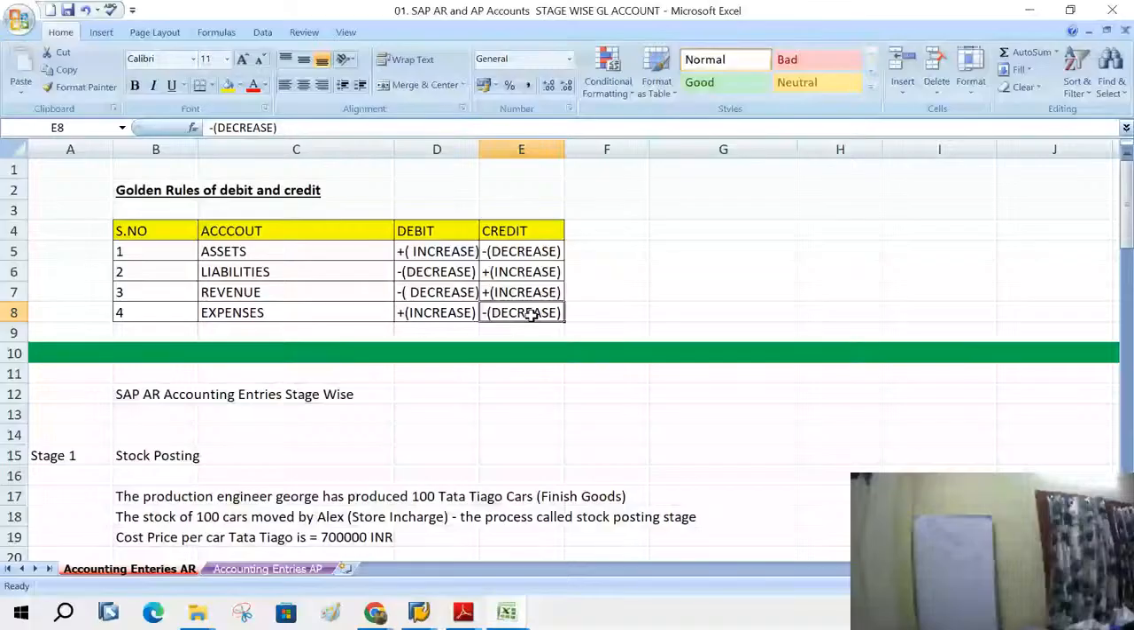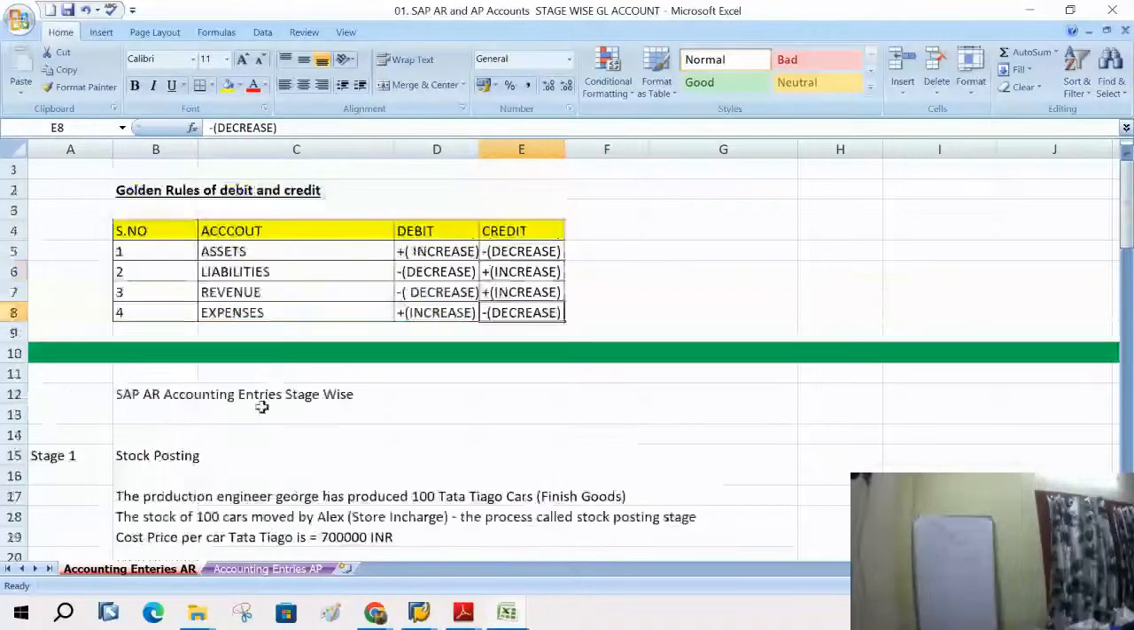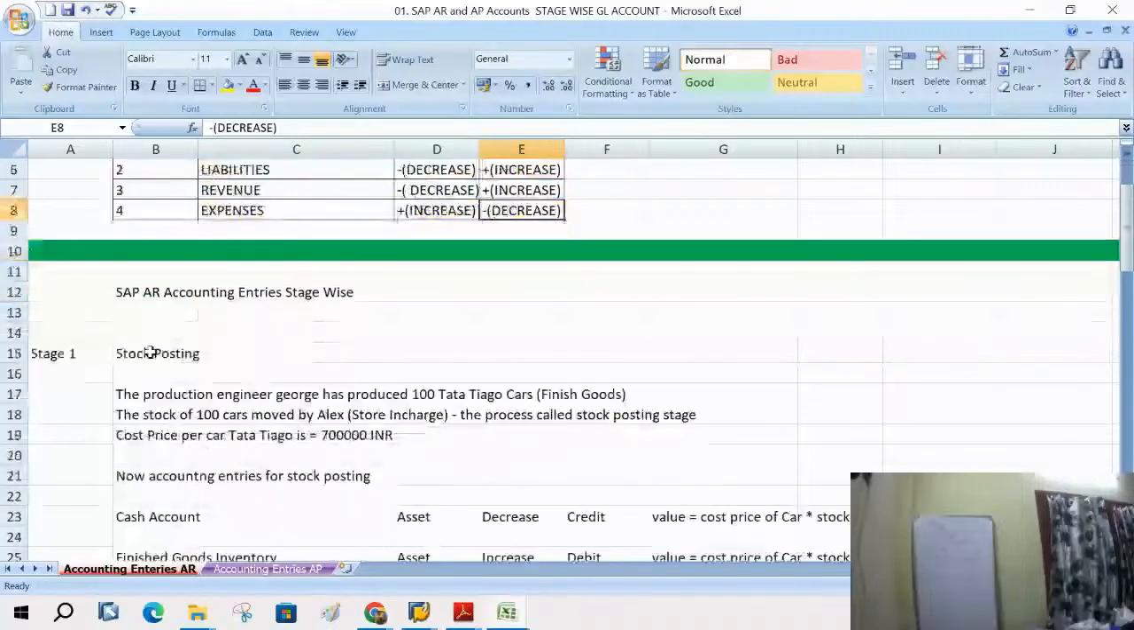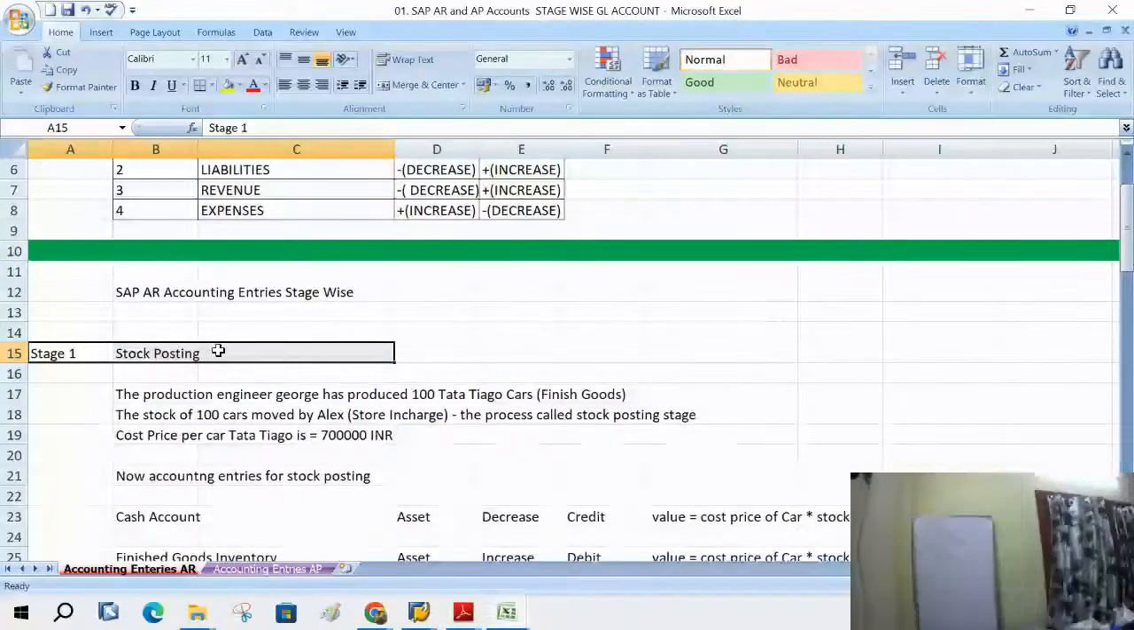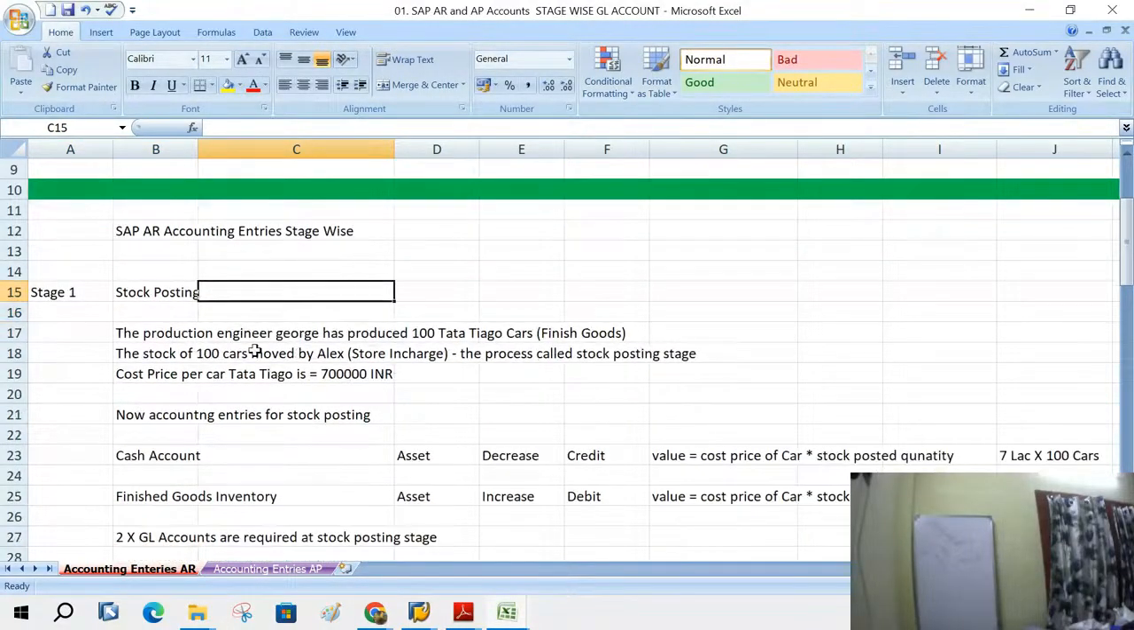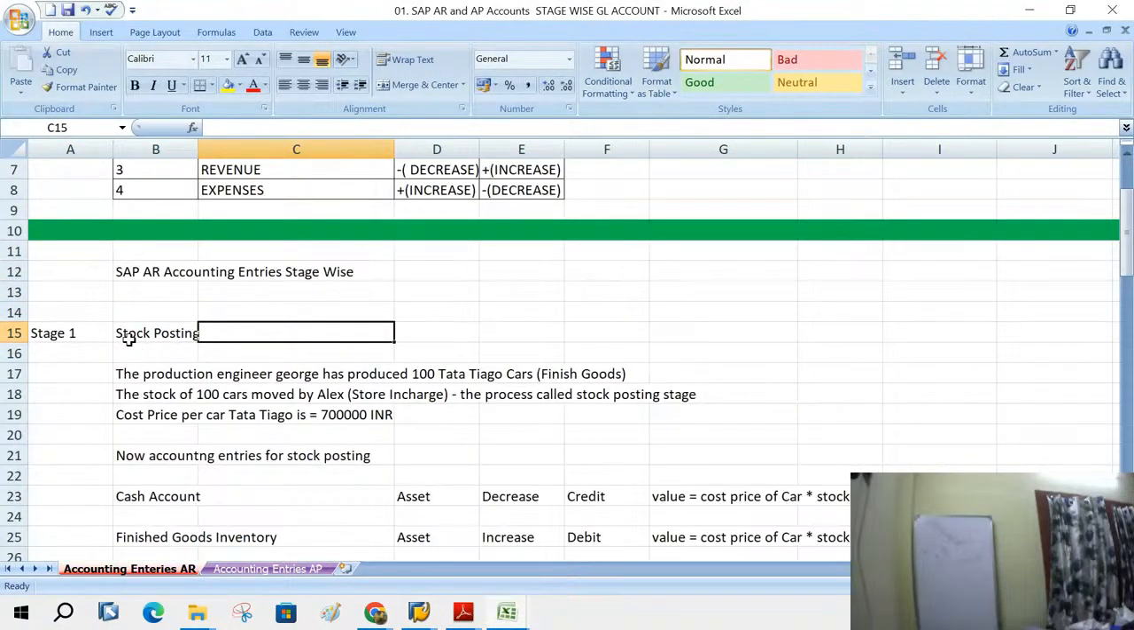Now let's take our first stage of accounting entry, four stages. Stock posting stage. What is the stage? What is the T code for stock posting, Chachi? In which stage am I talking? So in MB1C, I want to see my accounting entries. Correct. So what is happening? I had the cash in my hand. Correct. Which I converted into 100 cars. Yes or no?